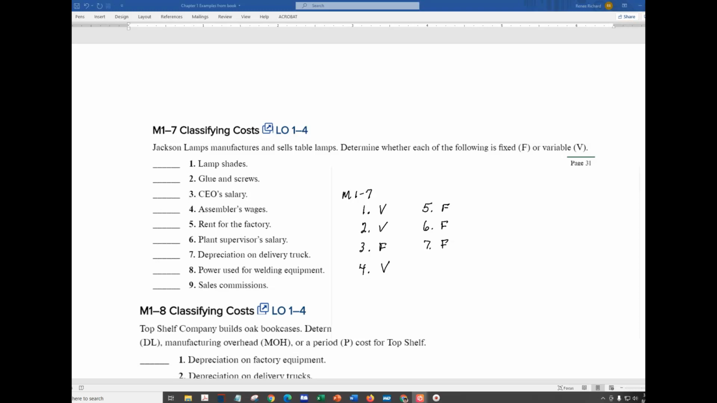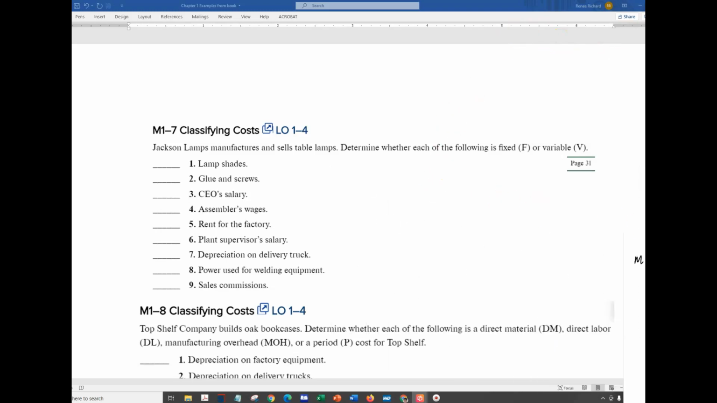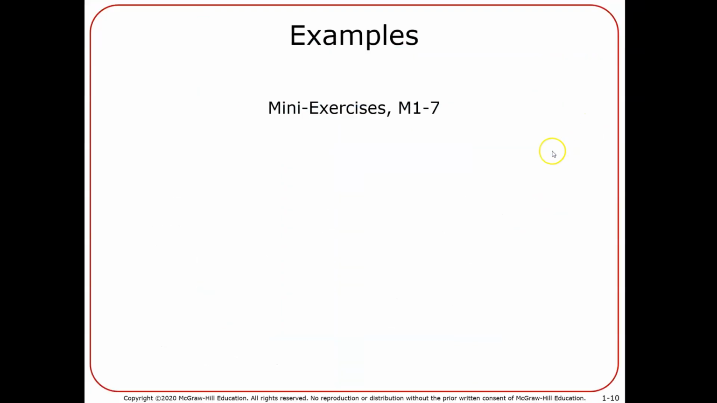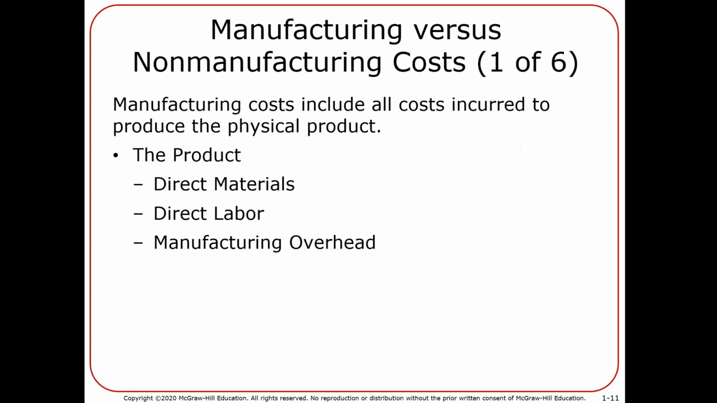Power used for welding equipment. Presuming we have to weld to produce or manufacture the lamps, then if we produce more or manufacture more, then we would use more power. So that's variable. And 9, sales commissions. Well, sales commissions by its definition is paid by the number of units that are sold. So if they sell more units, the sales commissions will increase. That makes that variable. I hope that kind of helps to review this. All right, let's go back to the slides.